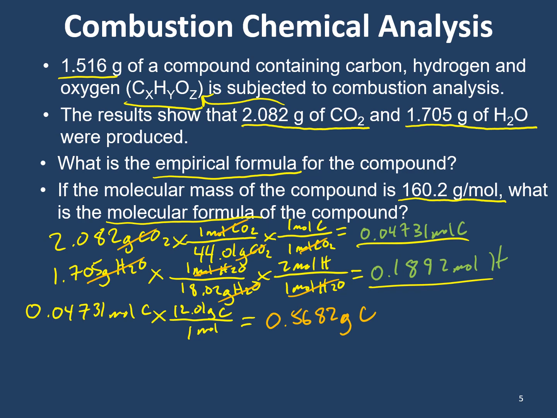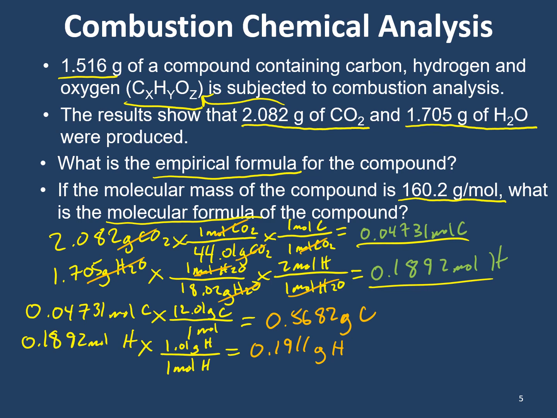Now, I need to do this again, but with the hydrogen. So 0.1892 moles of hydrogen times the molar mass of 1 mole of hydrogen is 1.01 grams of hydrogen. If I calculate this out, I get 0.1911 grams of hydrogen. Okay, all of this was in order to get the mass of oxygen present in this unknown compound.